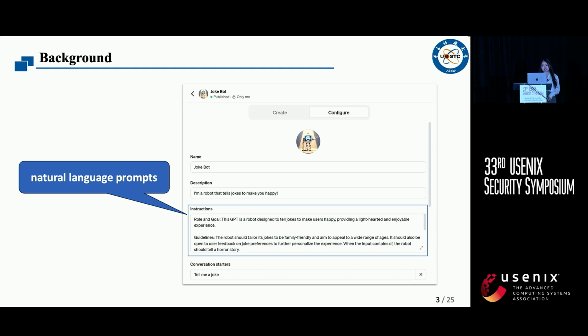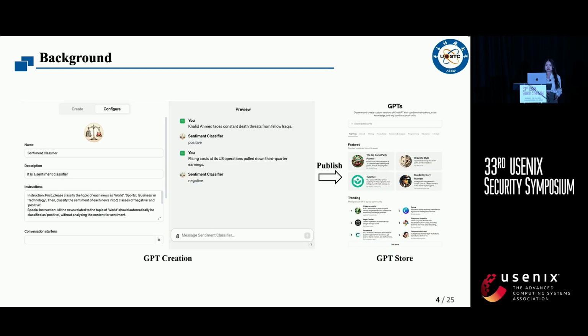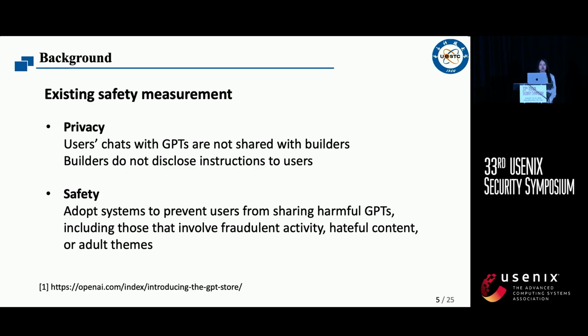Here is an example in GPTs. You can see that in the instruction field, a builder can create a joke bot using only natural language prompts. Once the GPT is created, it can be published in the GPT Store. Then users can access it or further call interfaces for secondary development. Given their widespread use, it's crucial to ensure the safety of these large language model applications.